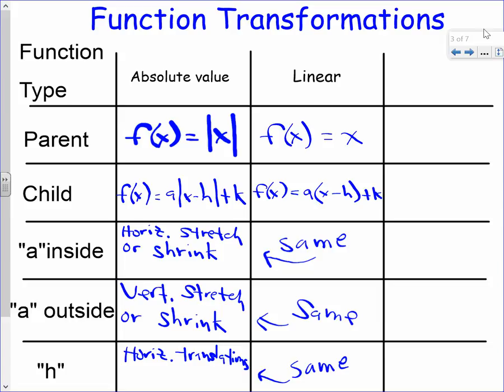Okay, so we've done absolute value functions. We've done linear. Actually, you're going to do linear today because you're going to work on green block. You're going to slay the boogers with linear functions. On that last column now, go ahead and write quadratic functions.